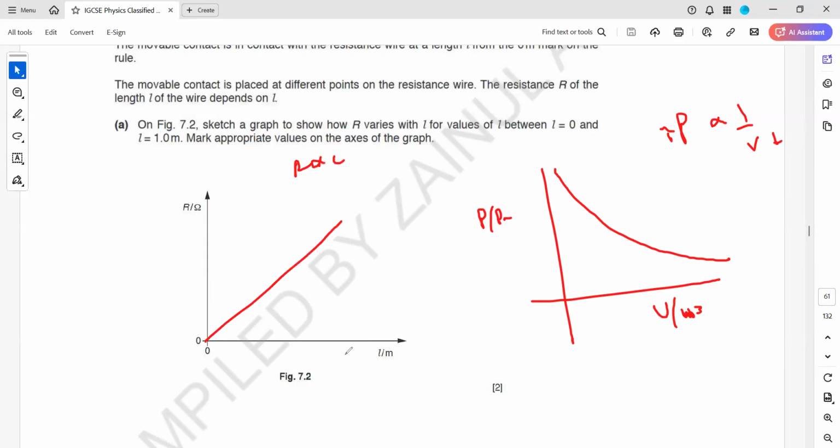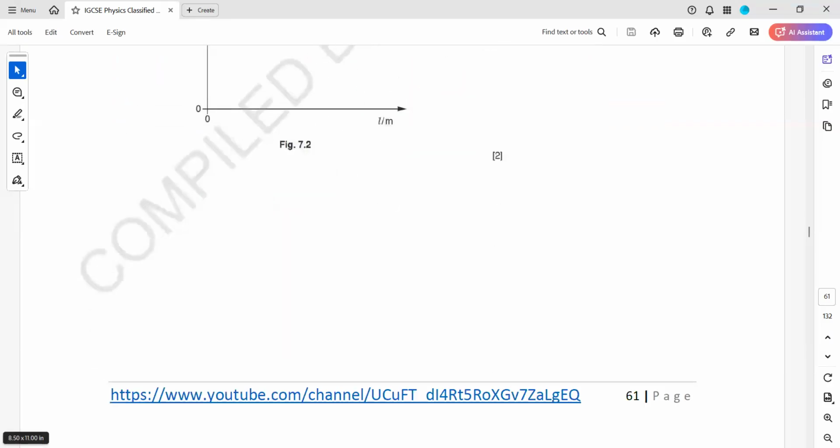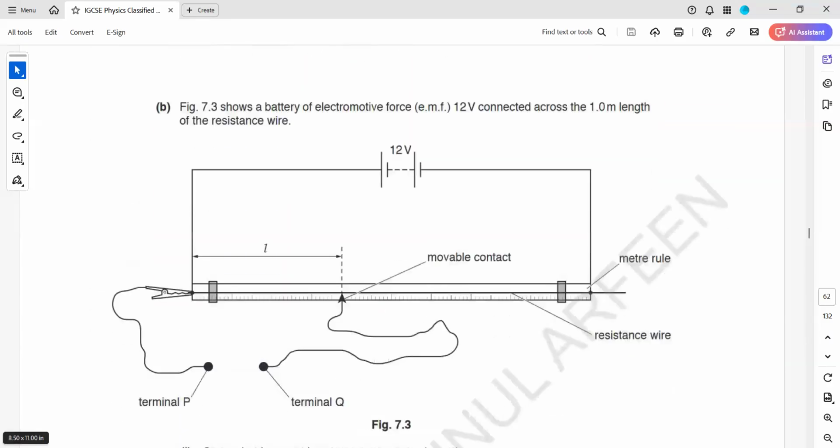So why didn't we draw a straight line going down, as the volume increases and the pressure decreases? No, it's not a straight line. It's a non-linear relation. It does not change by the same value every time. That's why it's a curve.